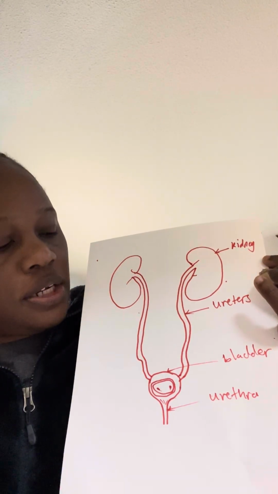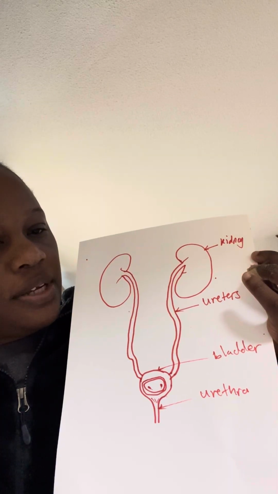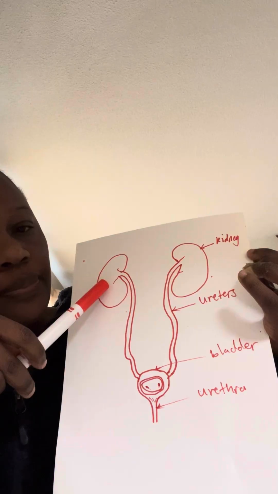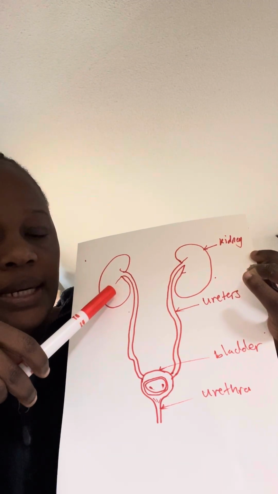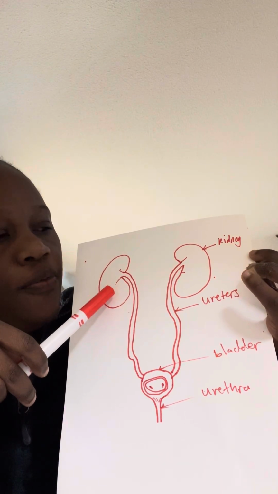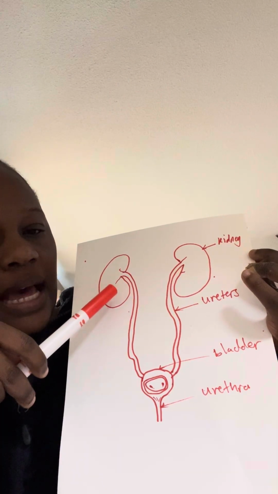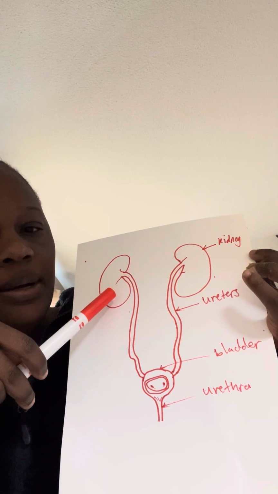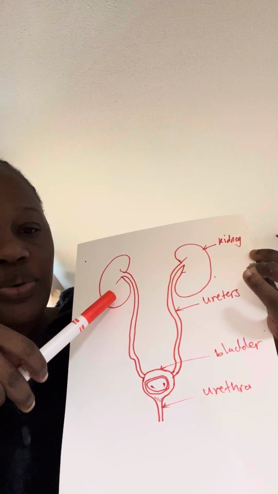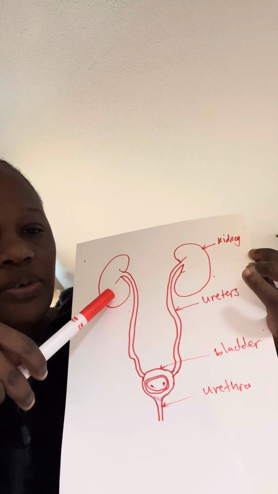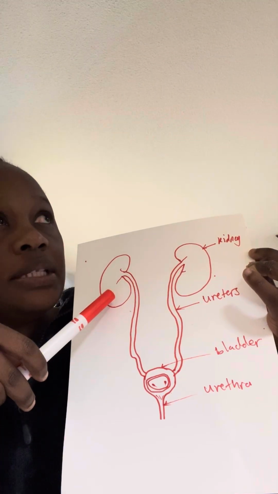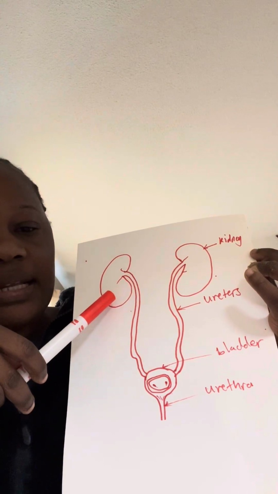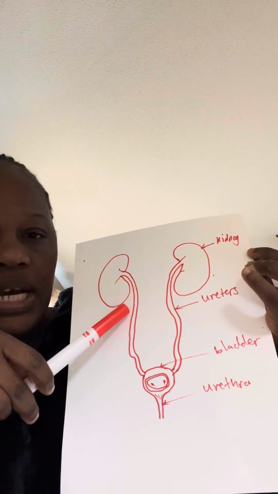The major function of the kidney is to filter blood and also remove wastes, excess ions and toxins. It also produces urine. It also regulates blood pressure, electrolyte balance, and red blood cell production.